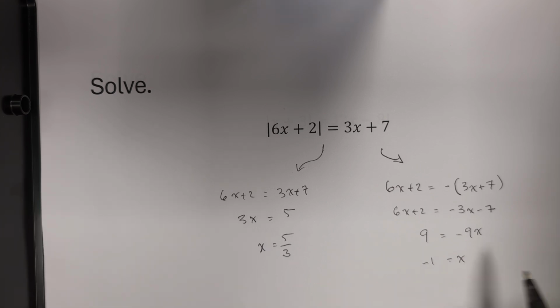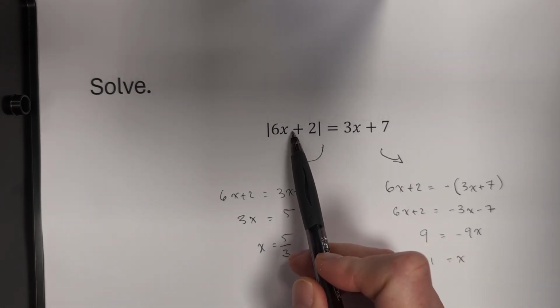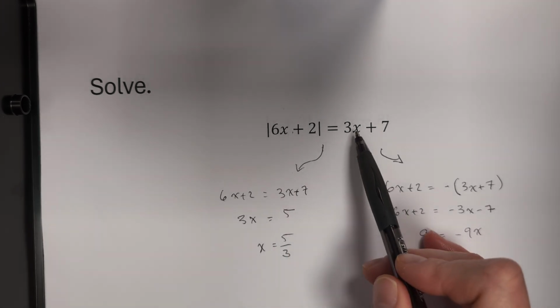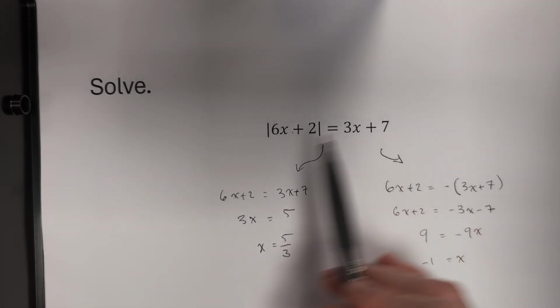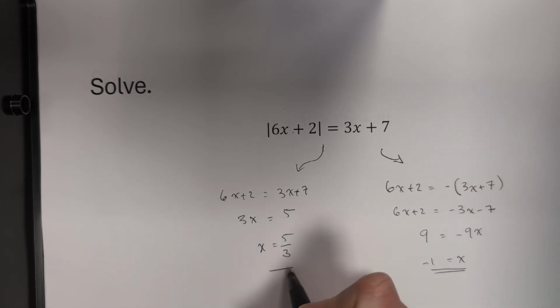If I put in negative 1, this is going to give me negative 4, right? But the absolute value of negative 4 is 4, and this will give me negative 3 plus 7 is also 4, so 4 does equal 4. So both of these are solutions.